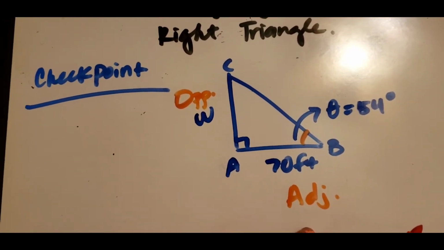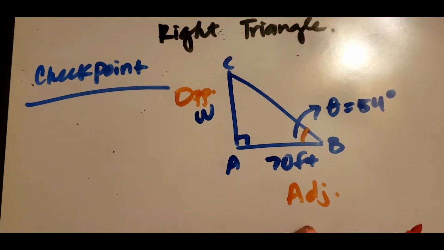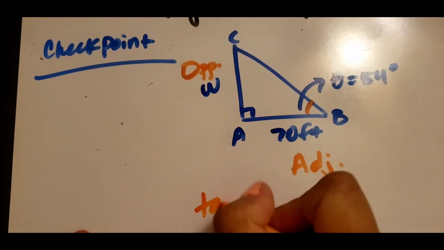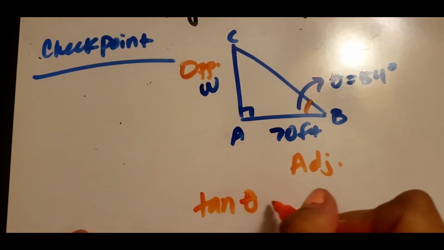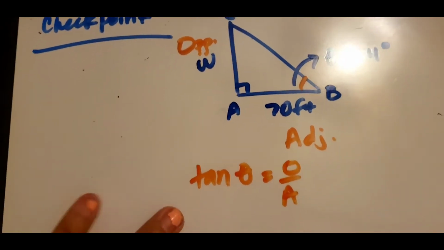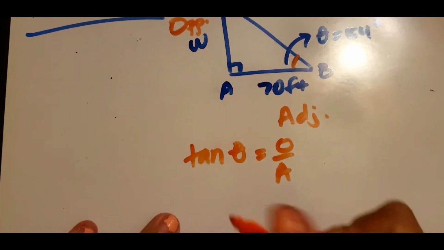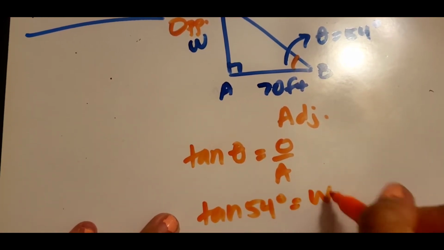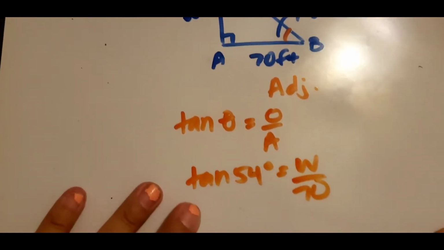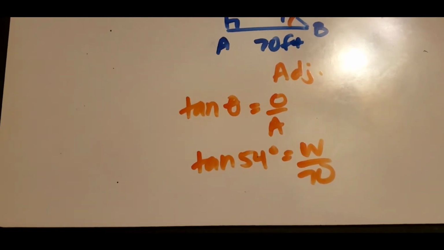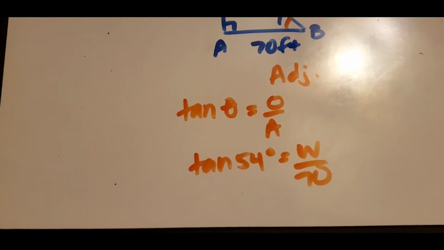So out of the 3 trig ratios, which one uses opposite and adjacent? And that would be tangent. So your setup would look like this. Tangent of theta equals opposite over adjacent. Okay, or TOA, or in this case, tangent of 54 degrees equals W over 70. Okay, and all we have to do is solve for W. So we have to isolate W.